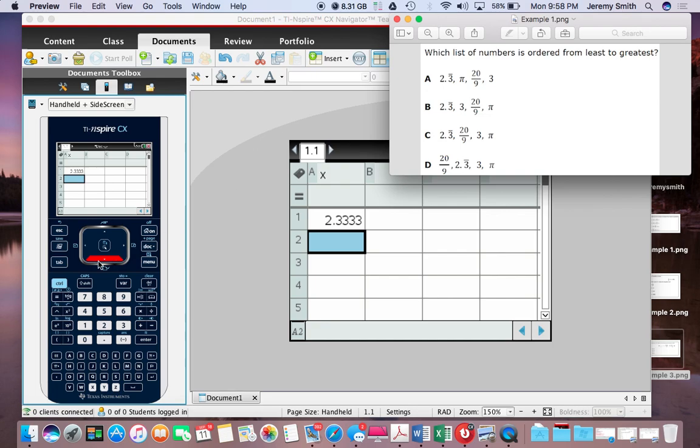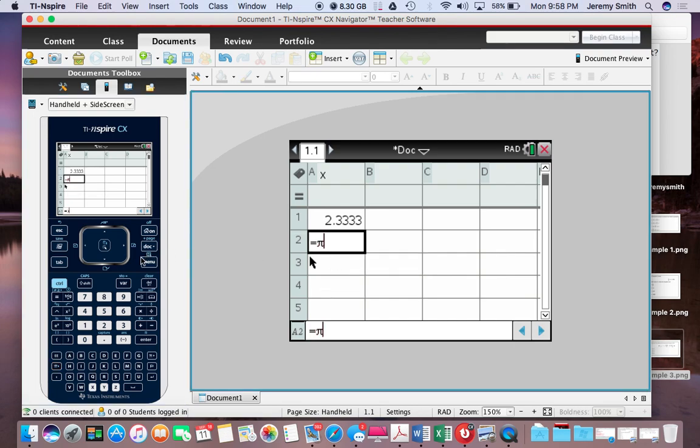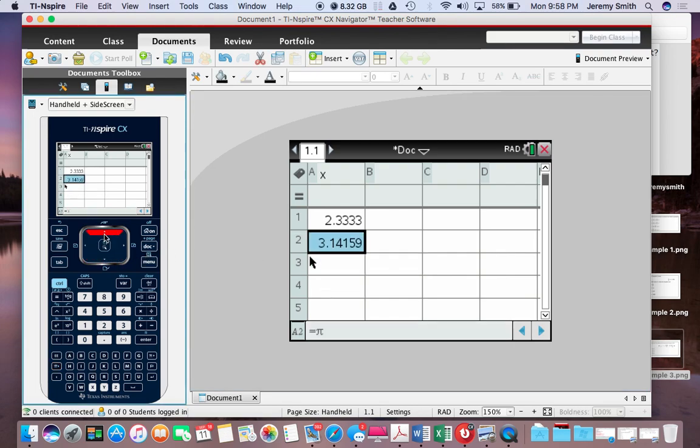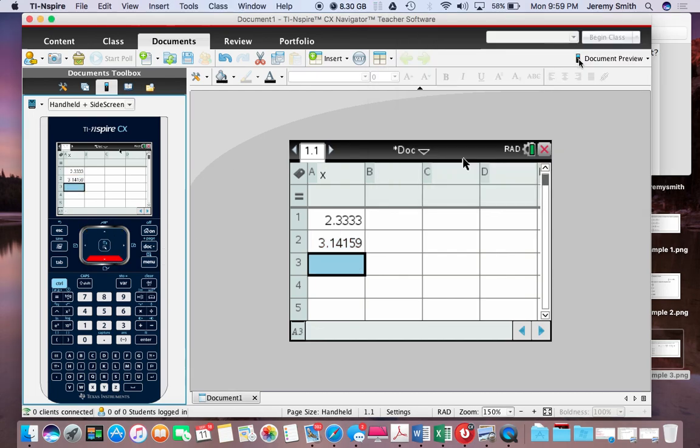All right, the next one is pi. Remember, put that equal sign in there. And this is what you press for pi, and that's going to give me my pi. Now, you notice that it automatically simplified this to 3.14159. But if you hover over it, it will give you the original format of that number. This is a great thing about the TI-Nspire. Let's go down to the next one.